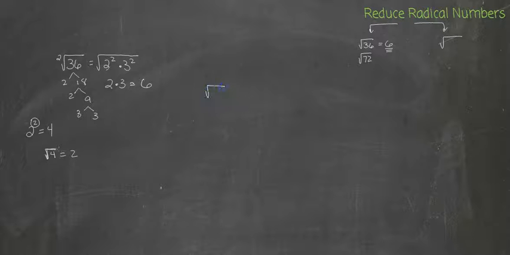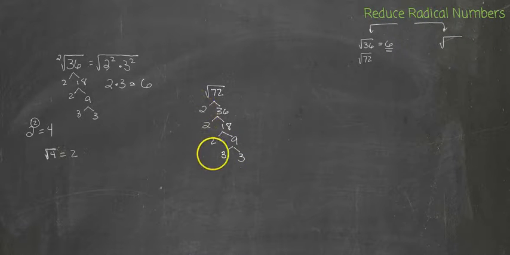We know 72 isn't a perfect square, so it's not going to reduce to an integer, but hopefully we can make it a smaller, prettier number to work with. I'm going to start again by factoring into a product of primes using the hockey stick method. I divide 72 by 2 and I get 36. Divide 36 by 2 gives me 18. 18 divided by 2 gives me 9. 9 is 3 times 3.